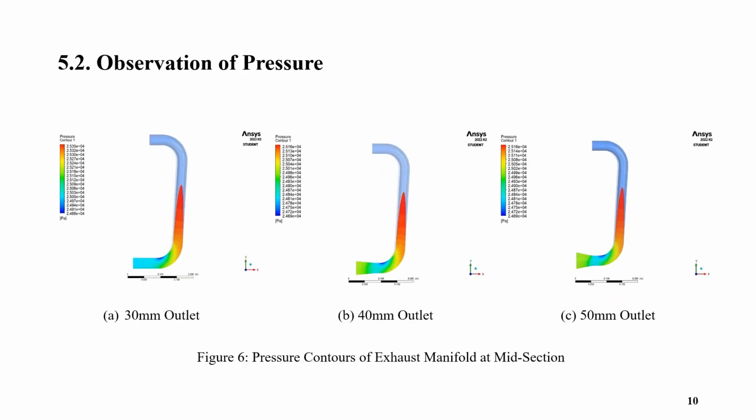In the next section, we can see that figure 6 illustrates the contours of pressure of all the exhaust manifolds at the middle section. It has been observed that the pressure has decreased gradually in the 30 millimeter outlet section. But in the 40 millimeter and 50 millimeter outlet sections, there is a change in the pressure. It starts to fall gradually, and then the pressure is recovered after a certain amount of pressure drop at the outlet section of 40 millimeter and 50 millimeter respectively.